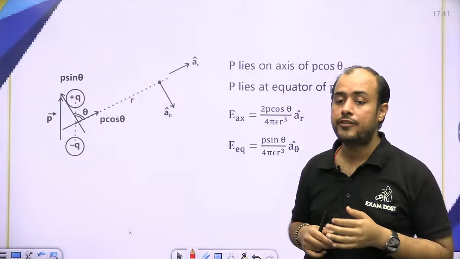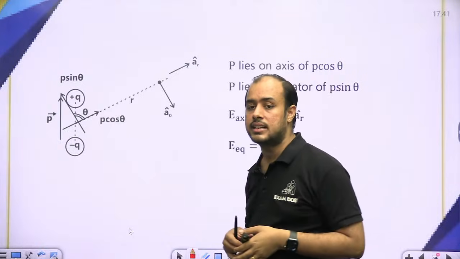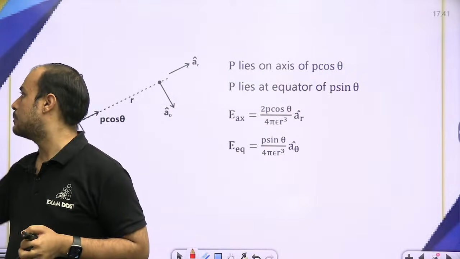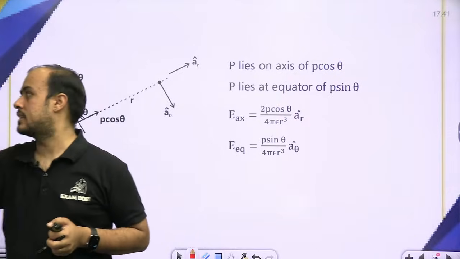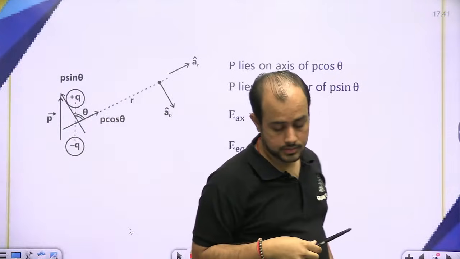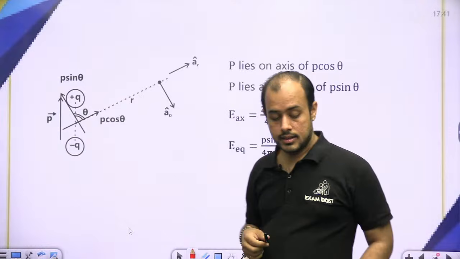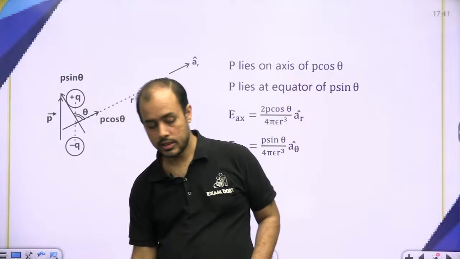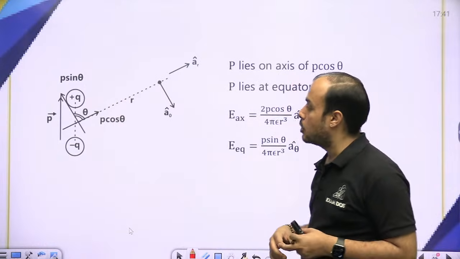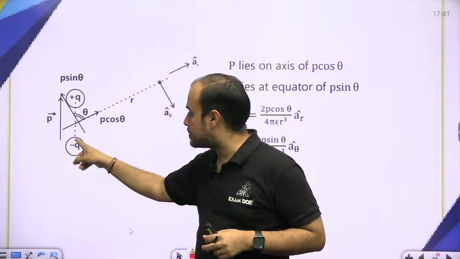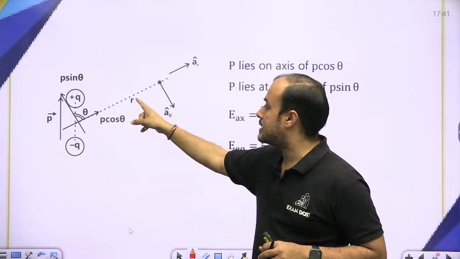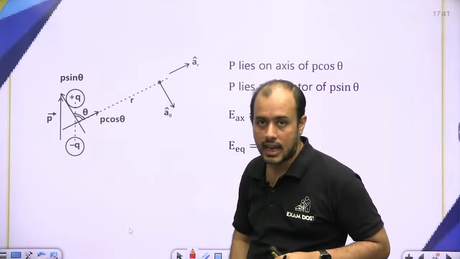Now what if the point is neither at the equatorial position nor at the axial position? What to do in that case? Now beta, you do one thing. You break a dipole into two parts. Suppose this is my dipole moment. The position vector of the point makes an angle theta from the dipole moment.